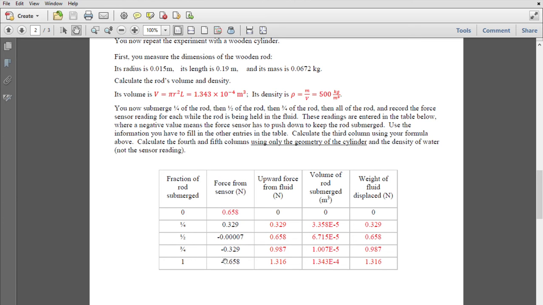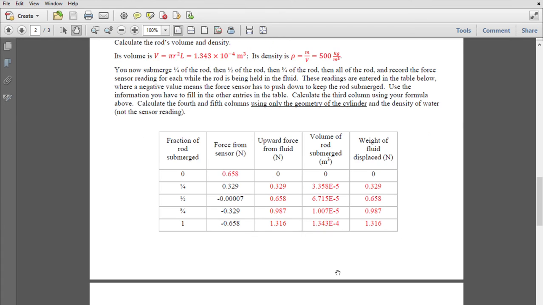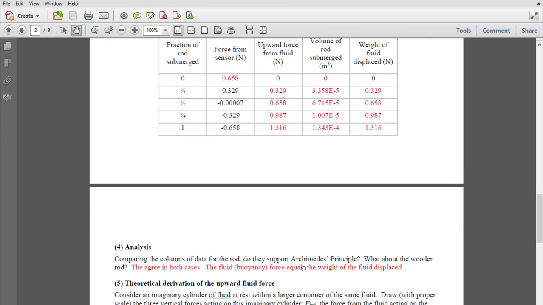And then to submerge it 3/4 of the way, we actually have to push down significantly with the force sensor. So when it's pulling up, that's a positive reading. When it's pushing down, it's a negative reading. And even more, to submerge it all the way, we have to push even harder to hold it under. It doesn't want to be submerged. So calculating all the numbers the same way and filling in the table, that's not too bad.